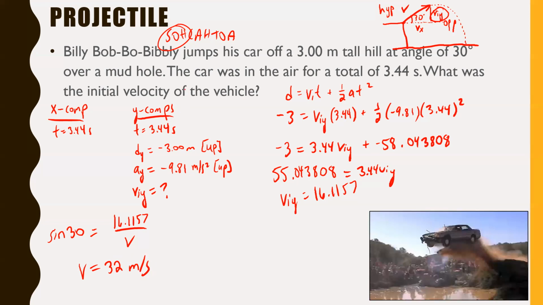And just for good measure, because velocity is a vector, it needs to have a direction. We can say that that's at an angle of 30 degrees. And I suppose that would be 30 degrees up. So there we are. 32 meters per second at an angle of 30 degrees up. Kind of cool, right?